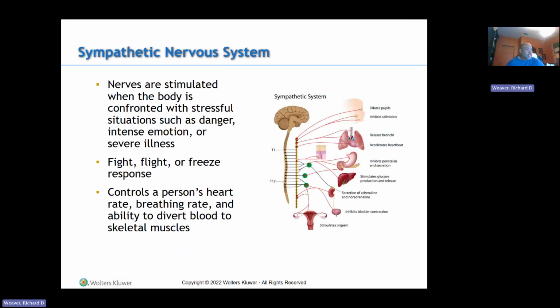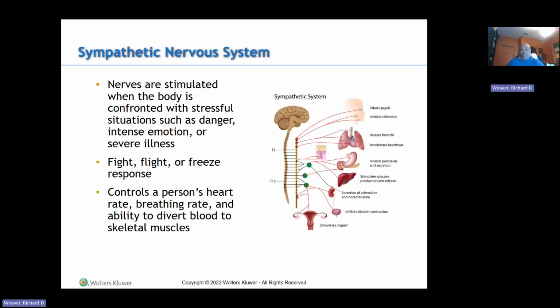So before I go to the next screen, with the sympathetic nervous system, as you can read here, nerves are stimulated when the body is confronted with a stressful situation such as danger, intense emotion, or severe illness. All right. We did mention the fight or flight or freeze response. It controls the individual's heart rate, their breathing, and the ability to divert blood to the skeletal muscles.